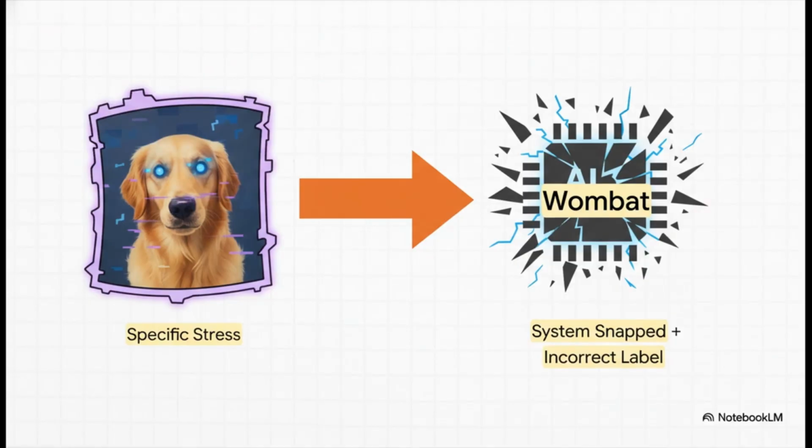So, that one unusual photo of a dog, maybe the lighting was weird, maybe the angle was 1 in a million, that wasn't just another data point for it to get wrong. That was the specific stress that pushed the system past its breaking point. And it didn't bend, it snapped, giving you that totally nonsensical wombat label.